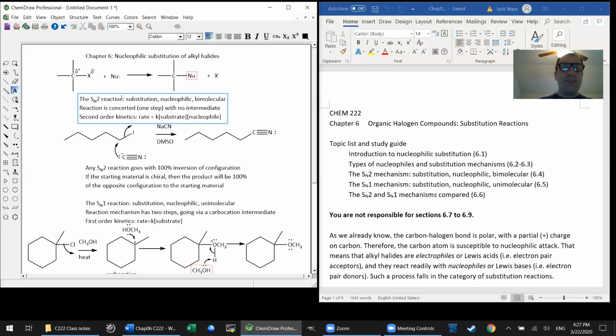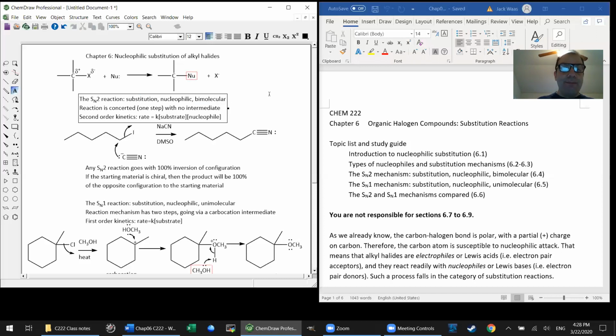So SN2 stands for substitution nucleophilic bimolecular. And this term bimolecular means that the reaction is going to involve two different species in the rate determining step. And so as a result, the rate law of the reaction, which I think you covered rate laws, however briefly, in Gen Chem, the rate law is going to be second order. We're going to see two terms in the rate equation.